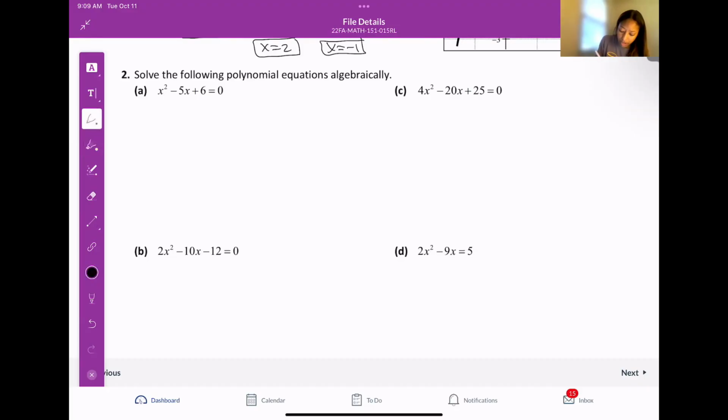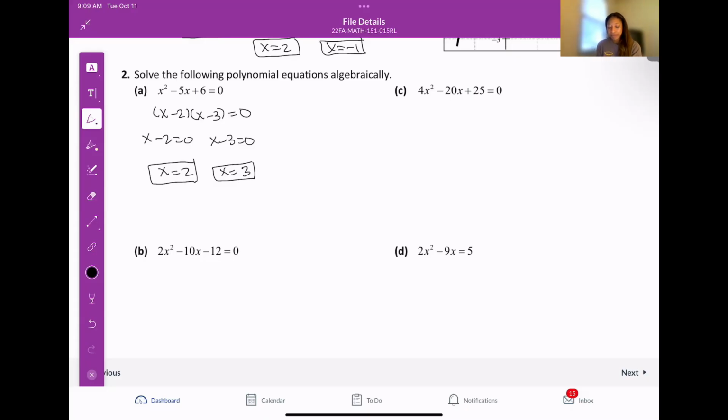So for x squared minus 5x plus 6, this factors to x minus 2 times x minus 3 equals 0. Then if we set each of these factors equal to 0, we get x equals 2 and x equals 3. That one wasn't bad at all. I hope you thought so too. I didn't think it was too bad.